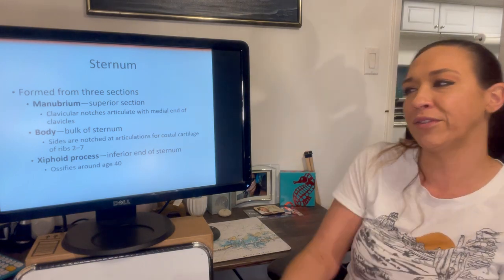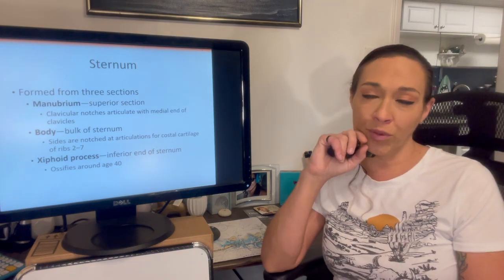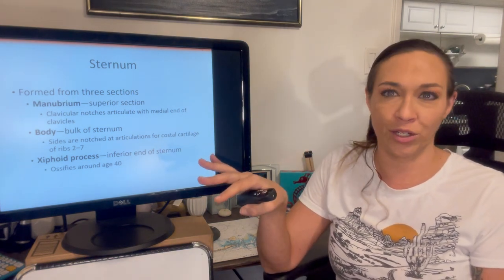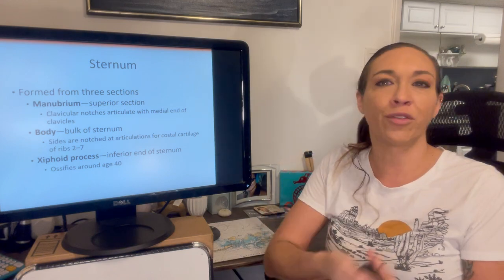And then finally, you've got your xiphoid process. It basically hangs down just a little bit like that and does not completely ossify until about age 40. So again, another one of those bones that is a great indicator of age for things like forensic science.